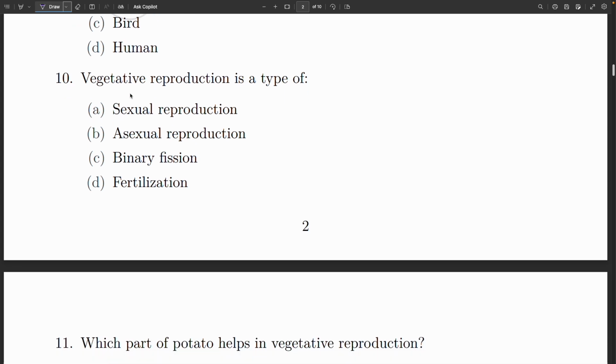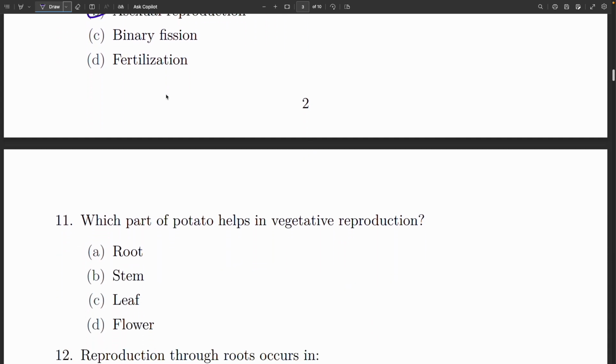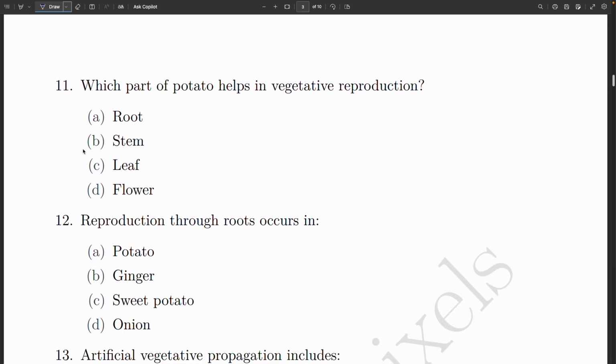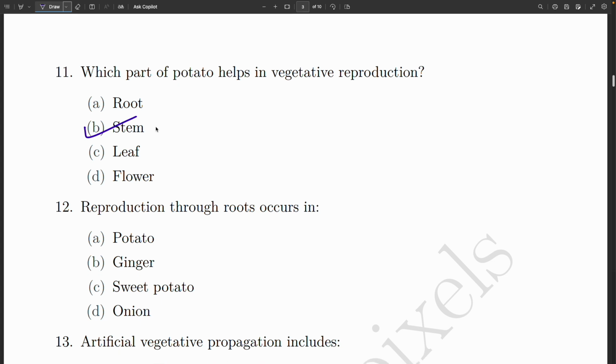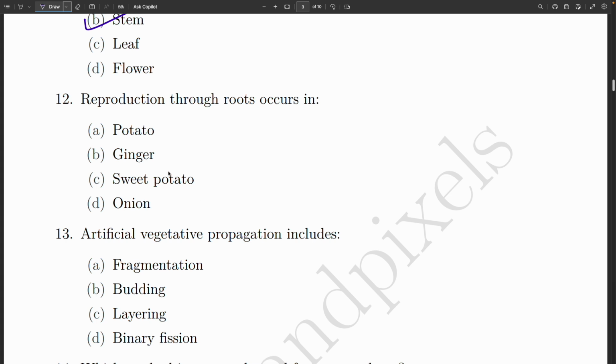Vegetative reproduction is a type of asexual reproduction. Which part of the potato helps in vegetative reproduction? तो उसका stem. Potato एक stem है. Okay. Reproduction through roots occurs in. इसमें से root कौन है? तो sweet potato आपकी एक root है. ठीक है.